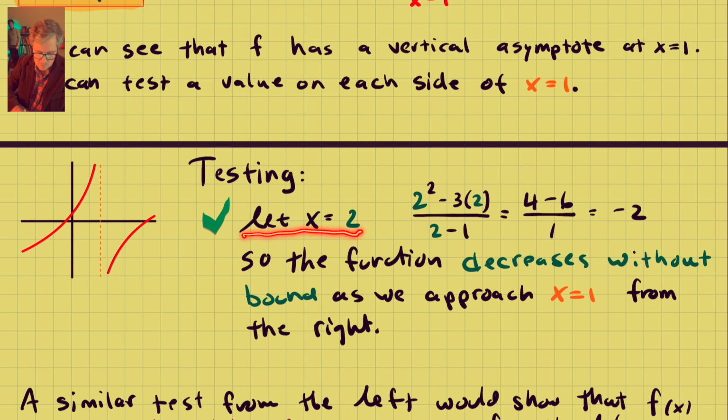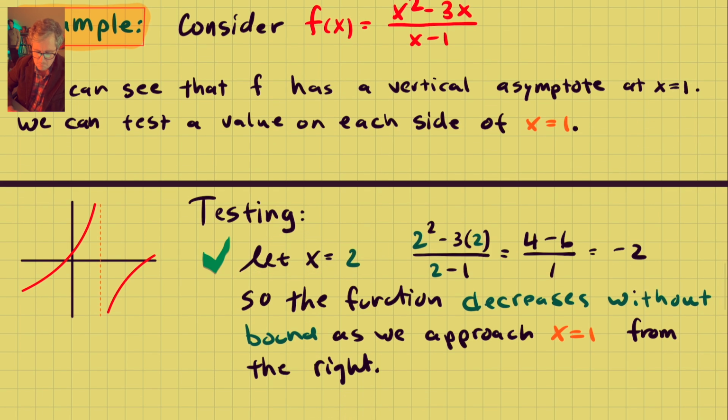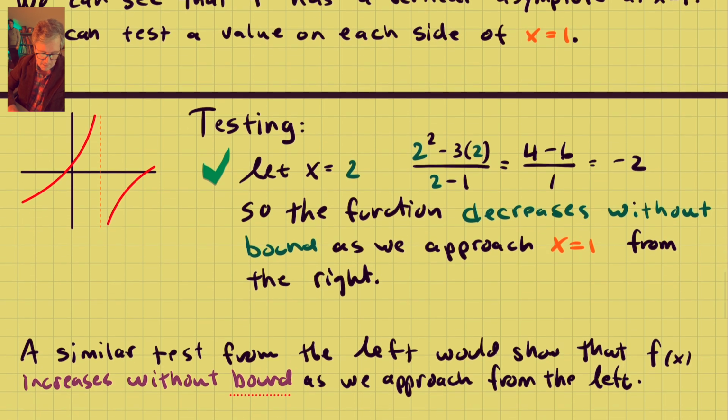We could plug in x equals 2, and that would simulate approaching 1 from the right-hand side. When we do that, we get 2 squared minus 3 times 2 over 2 minus 1, and we see that the value is negative 2. Further, we can see that as we approach 1 from the right, the value of the function decreases. I've plotted the function. And a similar test from the left would show that the function increases.